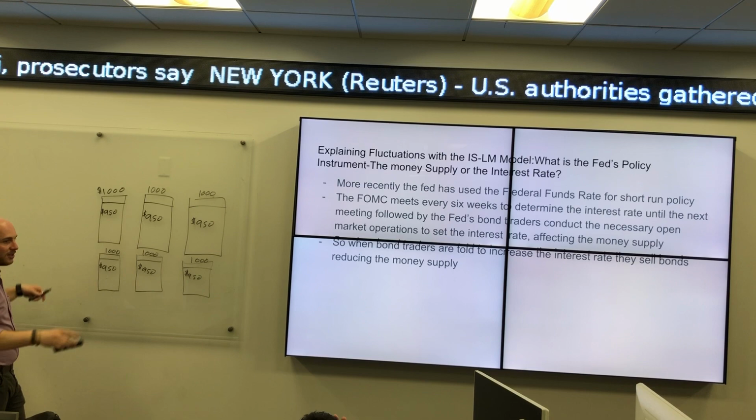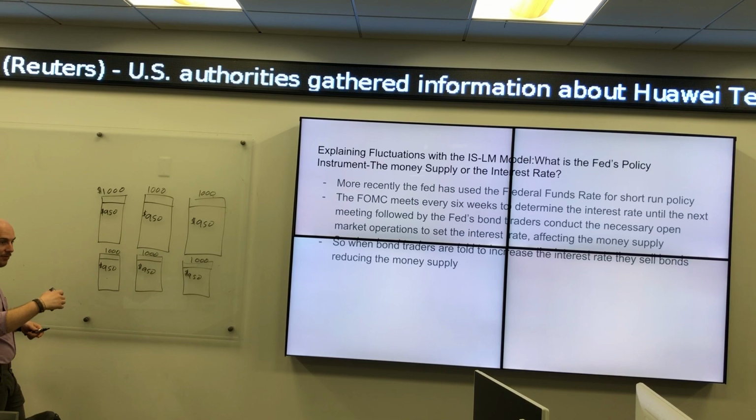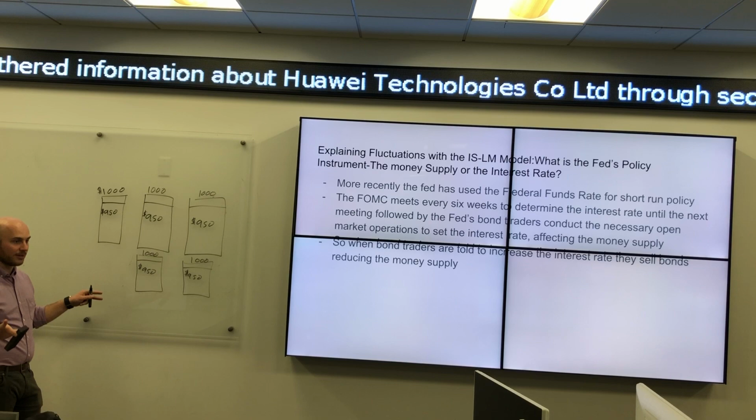We're going to say, hey, I'm going to buy that bond from you. I will give you $1,000. But now there's only five bonds. So now people are saying, wait, these are good bonds. We want these bonds.